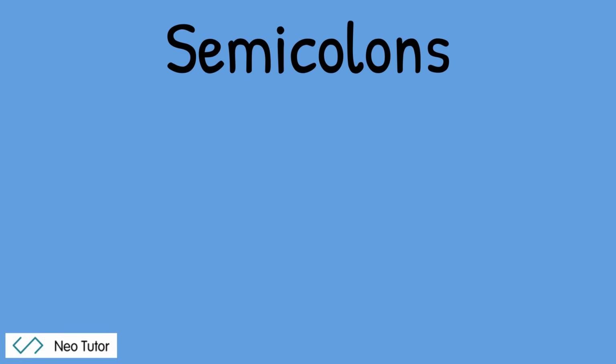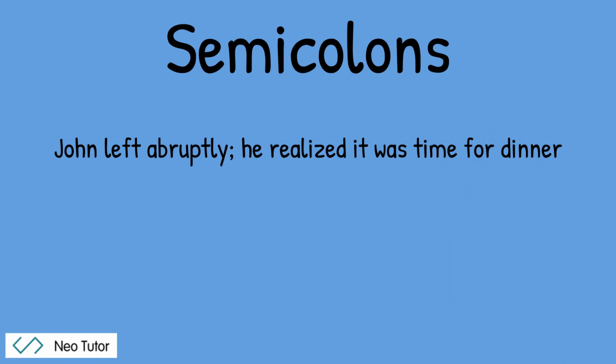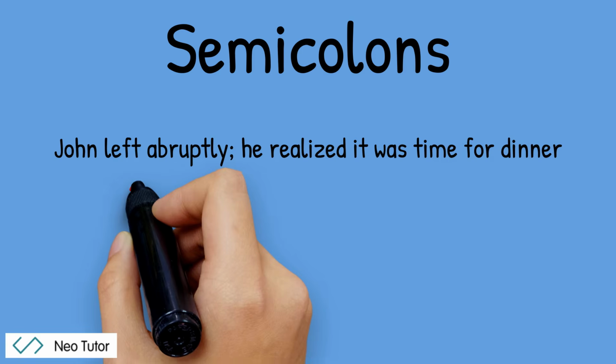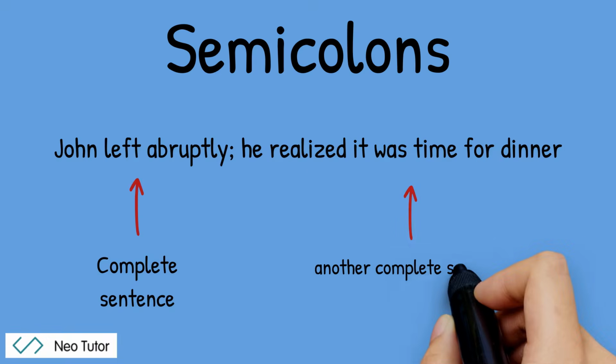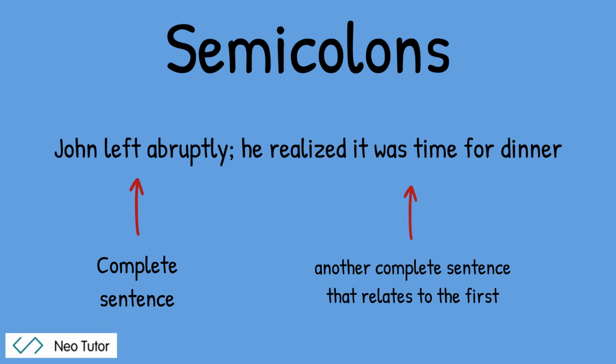Now let's look at an example with semicolons. Here we have a sentence that reads, "John left abruptly; he realized it was time for dinner." As you can see, there is a complete sentence on both sides of the semicolon. Remember that the rule for semicolons is that there has to be a complete thought on both sides.